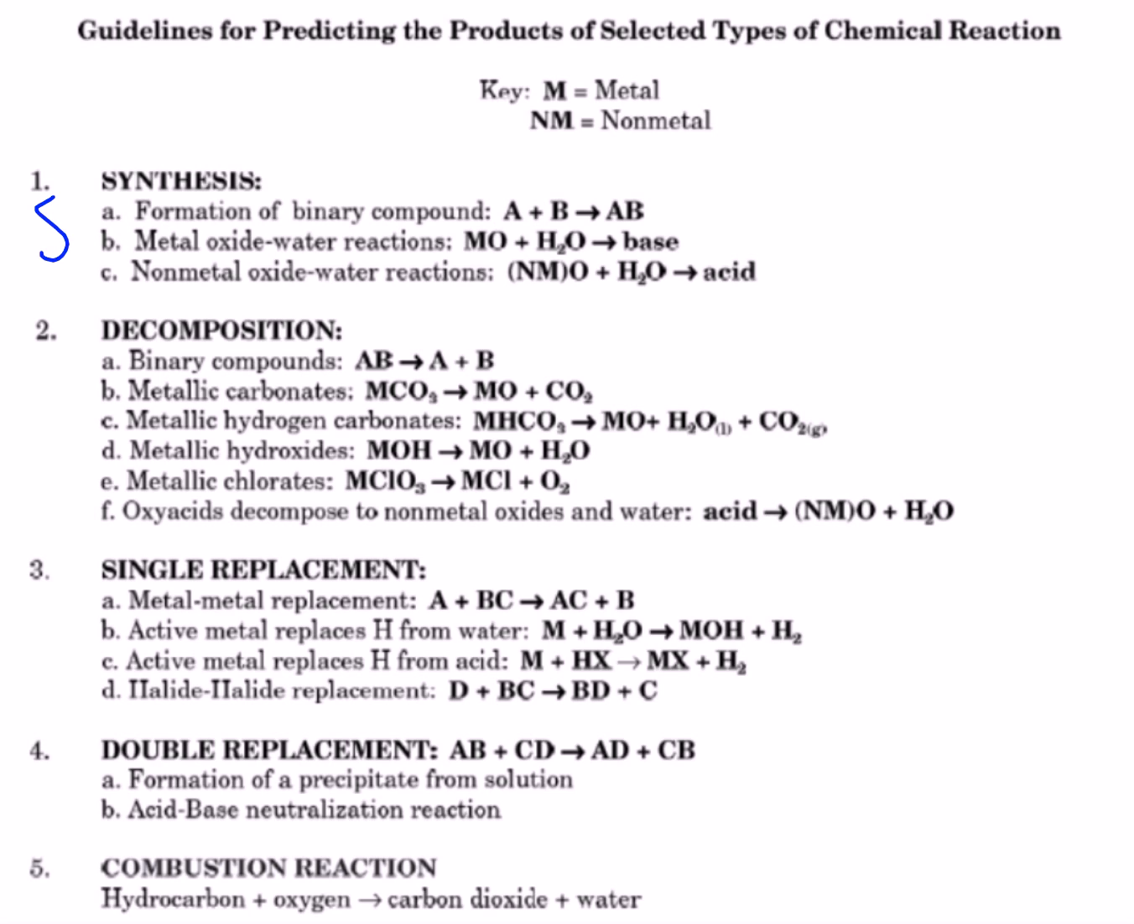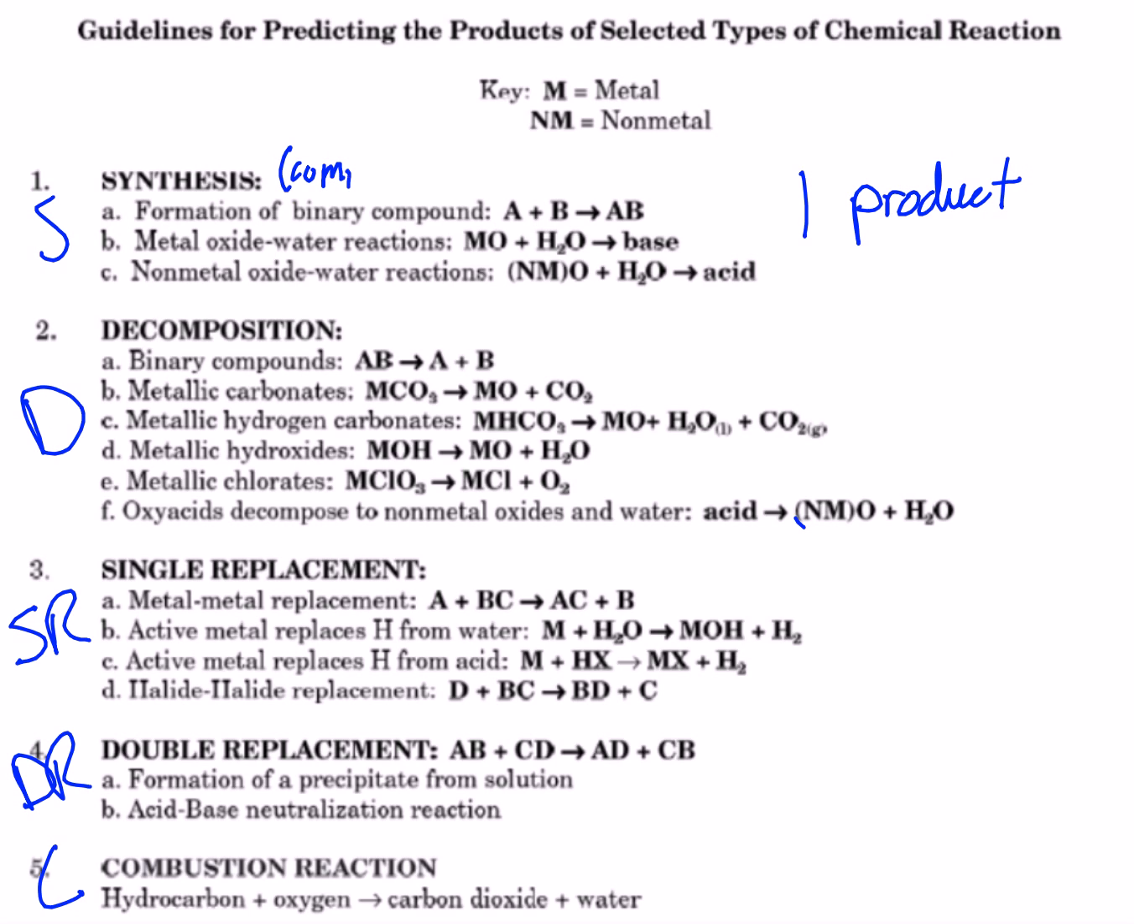So, synthesis, we can abbreviate it with an S. Decomposition is a D. Single replacement is SR. Double replacement is DR. And combustion is a C. What are the other terms, guys? Instead of replacement, it could also be displacement. Means the same thing. With a synthesis reaction, how do we know we have one? It has one product. That's how you know right away it's a synthesis reaction. Another name you might see for synthesis reaction is composition.